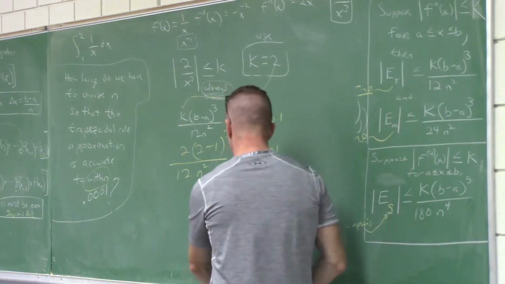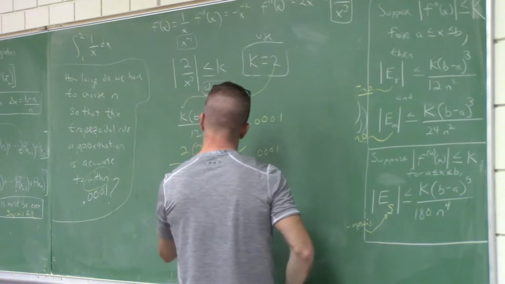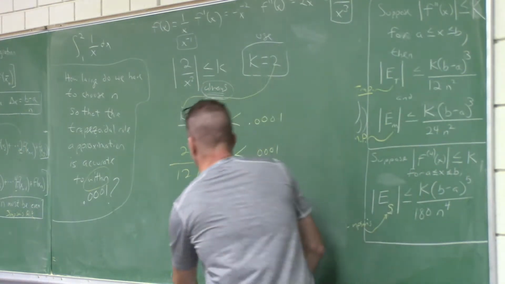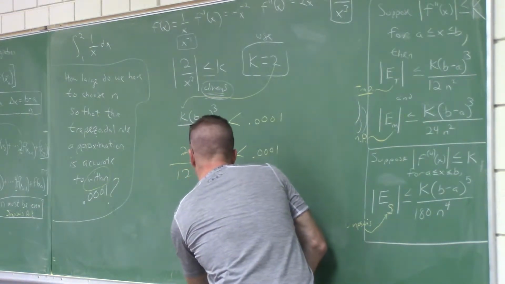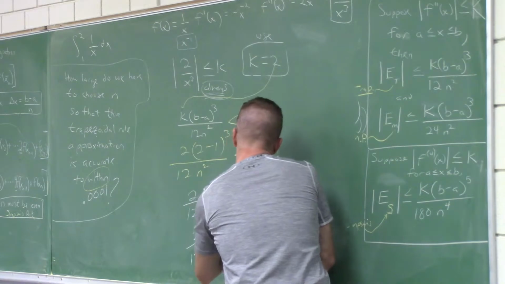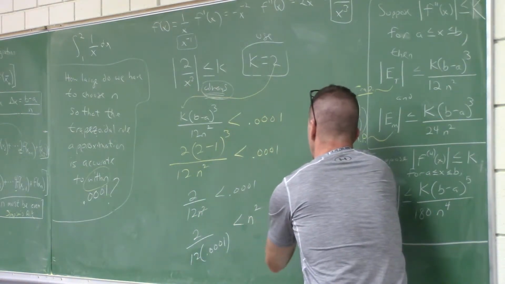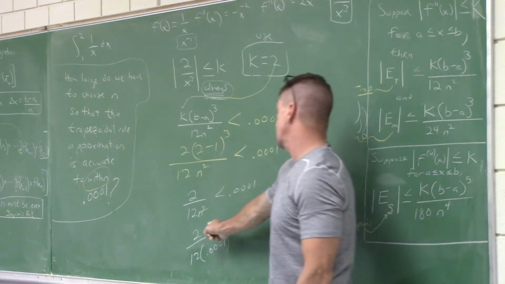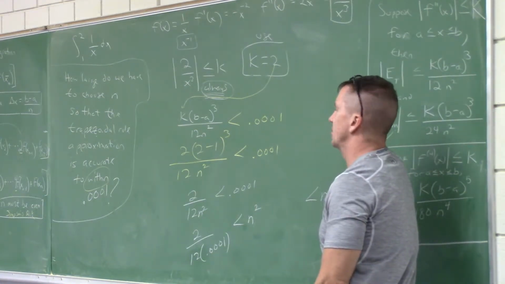Hey, what are you getting? How do you solve this? I get 2 over 12n squared less than 0.0001. How do you solve that? Can I multiply n squared on both sides? Can I divide that 0.0001 on both sides? But how do I get n? Take the what? Square root of that number, right? So would you take the square root of that number? We'll find out what n has to be greater than.